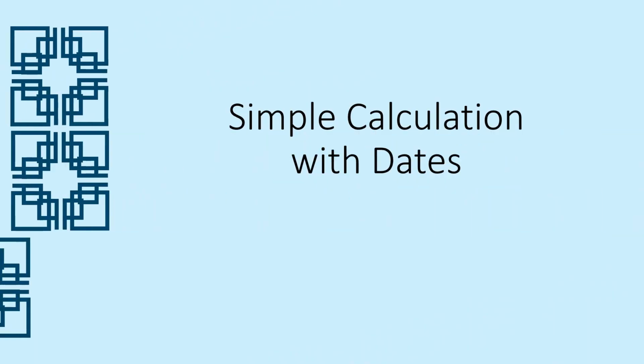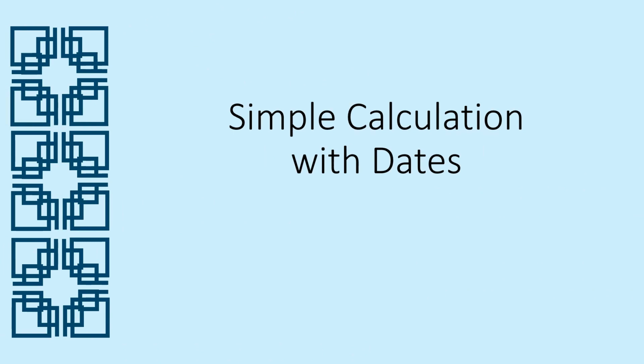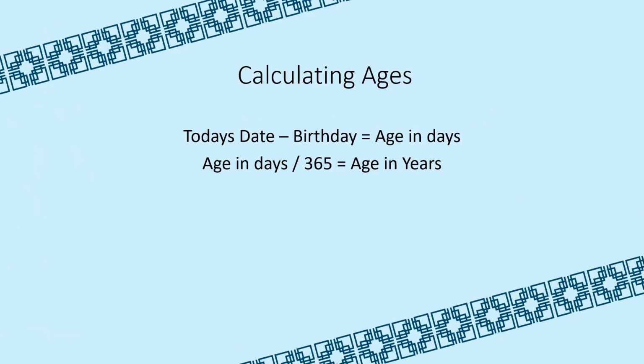Now, I'll show you a simple way to apply this in a calculation. We can use dates in Excel to find our age as well as the age of other people. All we need to know to do this is 1, the person's birthday, and 2, today's date. If we subtract the birthday from today's date, the result will be the exact age in days. Then we can divide by 365 to find out the exact age in years.